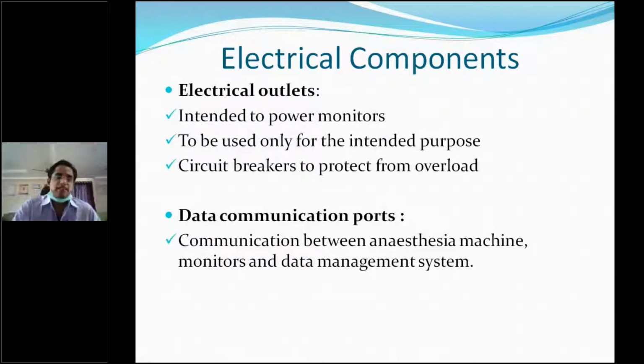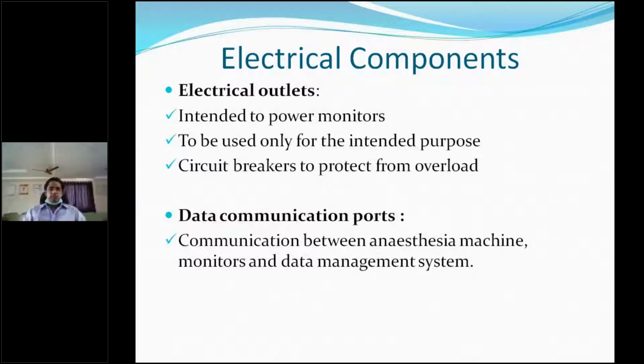Electric components. So you have these electrical outlets. What is the importance of these electrical outlets? They are intended to provide power to the monitors. They are also used to have circuit breakers, which are used to protect from any overload of the currents. It also has some data communication ports.